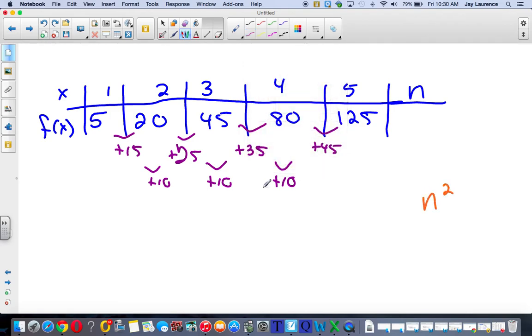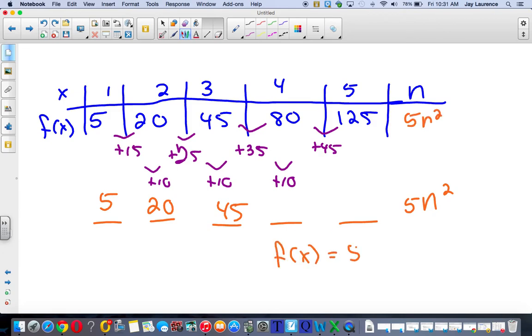But I need the coefficient to be half of the difference. So I need 5n squared. So let's try 5n squared and see where it takes us. So 1 squared is 1 times 5. Ooh, it matches. 2 squared is 4 times 5 is 20. Well, let's check one more time. 3 squared, 9 times 5, 45. It works. It's 5n squared. Okay, f of x will equal 5x squared. So to get the coefficient, we need half of the difference.